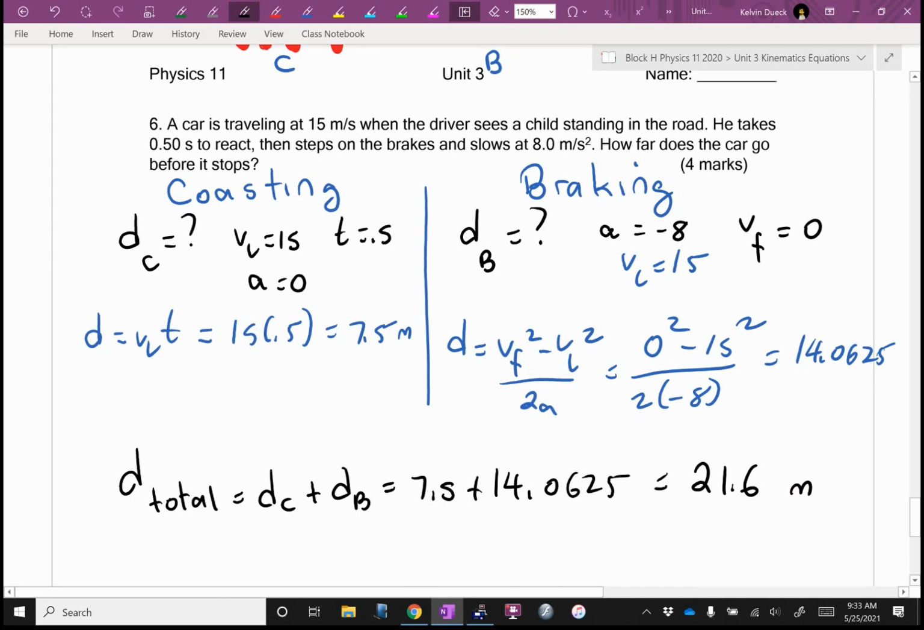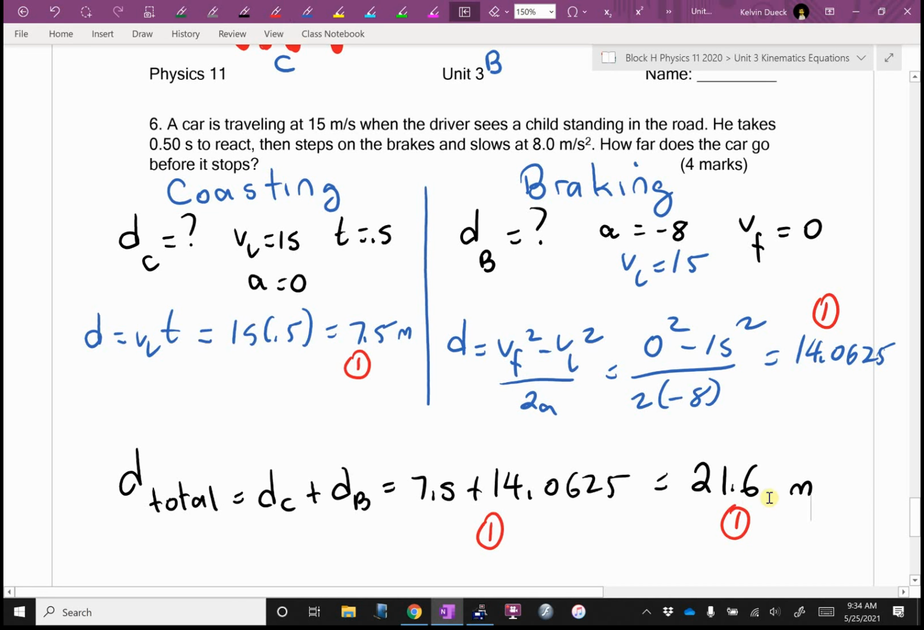Or am I wrong? Okay. If you got that, I would give you 4 out of 4. Otherwise, how would I give out part marks for this? I would give you 1 mark if you found the 7.5. I would give you 1 mark if you found the 14.06. I would give you 1 mark if you realized I need to add them together, and I would give you 1 mark for the answer.